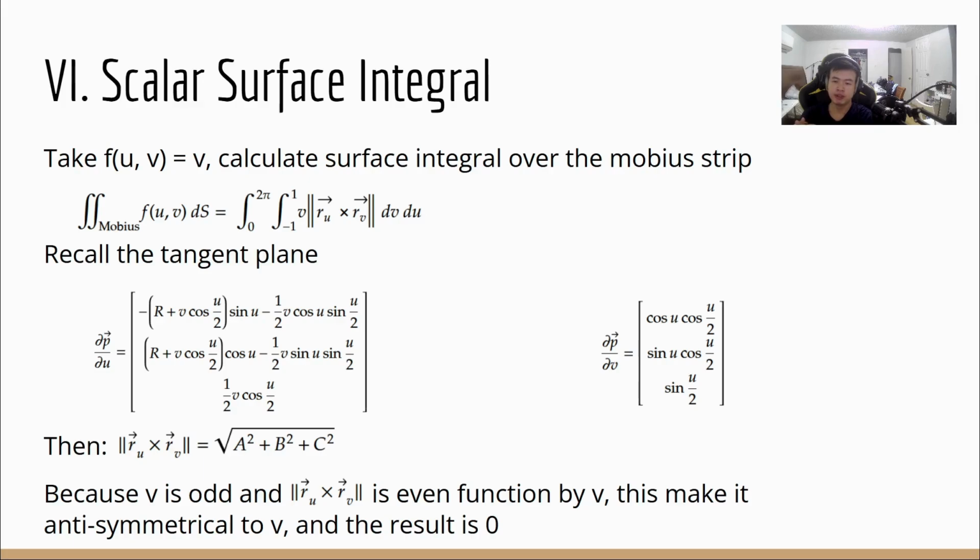Since we are integrating over a symmetric interval from -1 to 1, the surface integral is 0 due to this anti-symmetry.